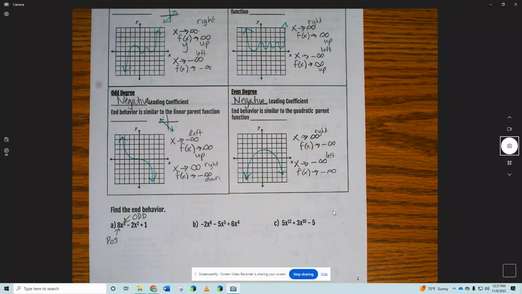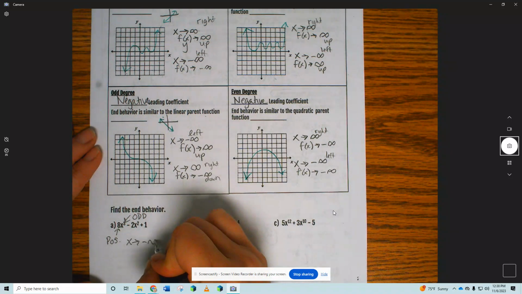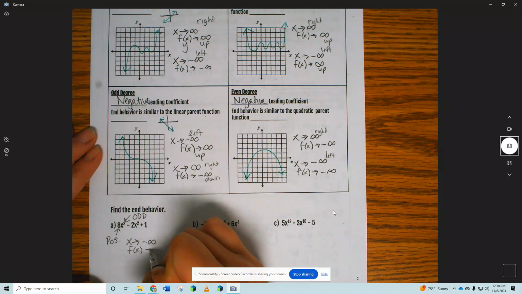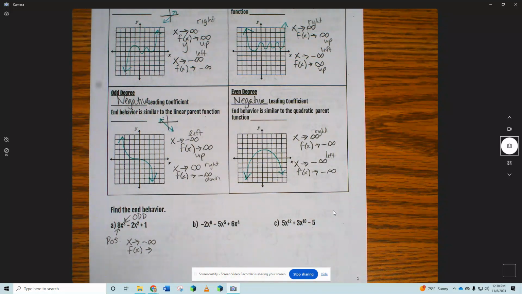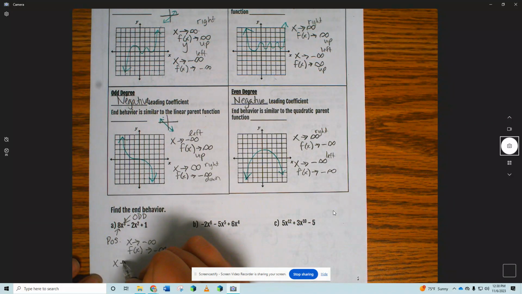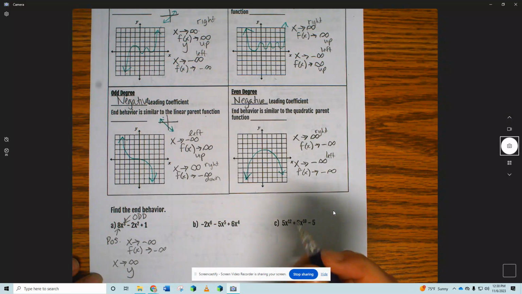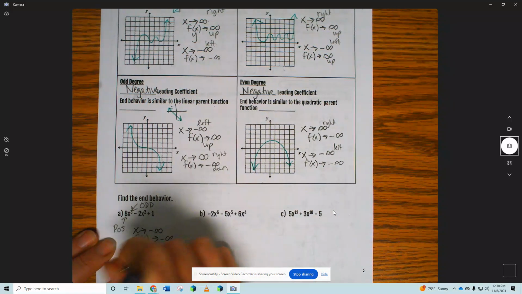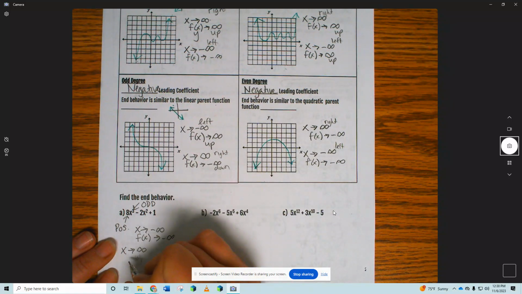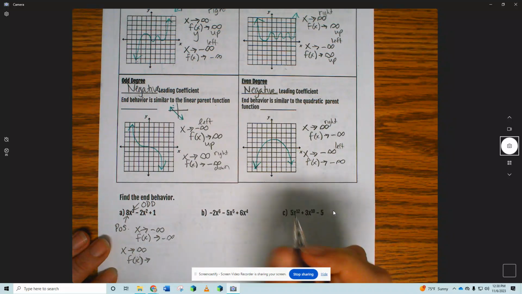As x goes to negative infinity, f of x, and remember there's two end behaviors for every question because there's two arrows. Odd positive. And then as x goes to positive infinity, as x goes to the right, y, odd positive, y goes up.